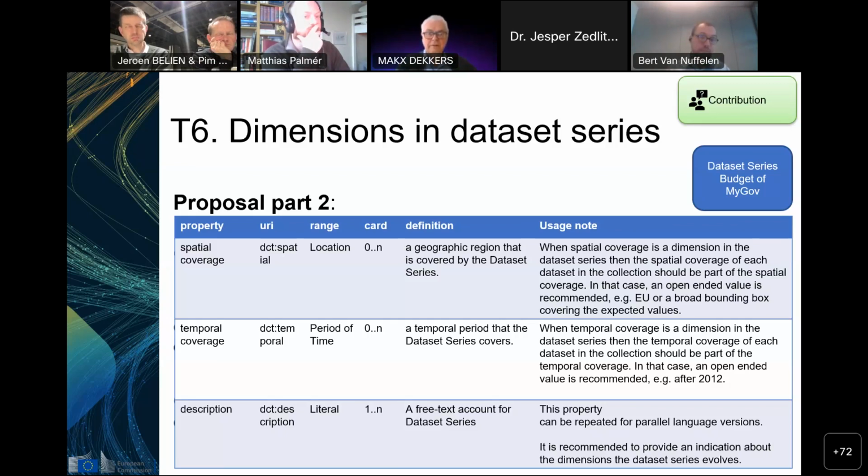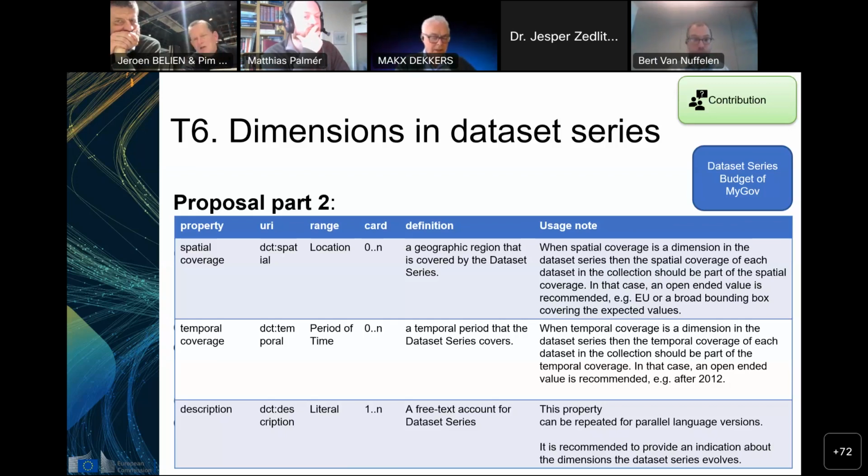So this is guidance so that your users get a good view. The readers that dive into your dataset series collection find some coherency in that.